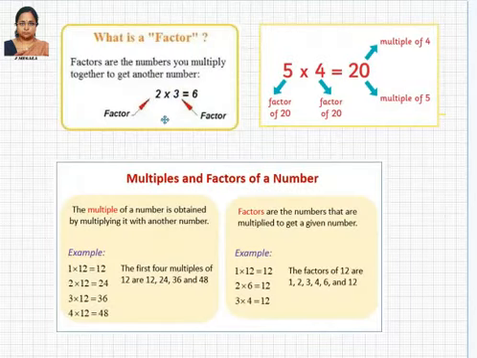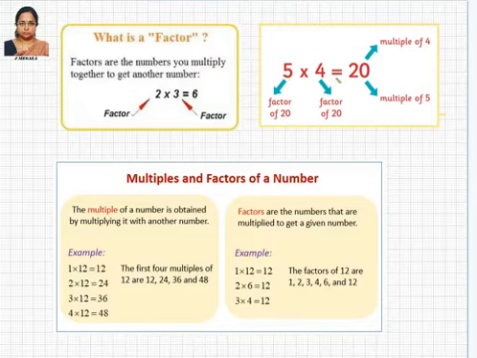The next is, what do you mean by factor? So you have factors and multiples. Factors are numbers you multiply together to get another number. When you multiply any 2 numbers, it doesn't matter if they are prime or composite, you get a third number, and we call these 2 the factors of the third number.